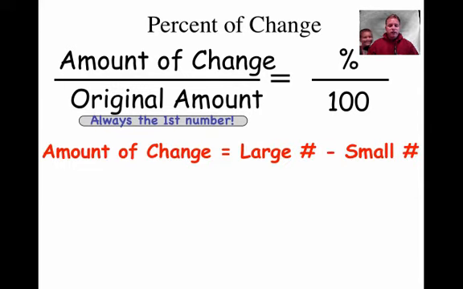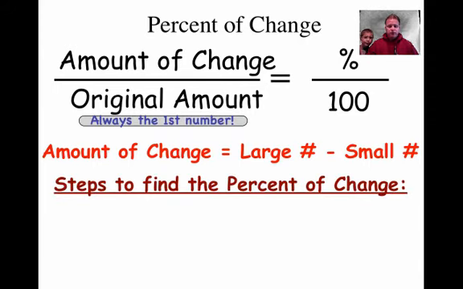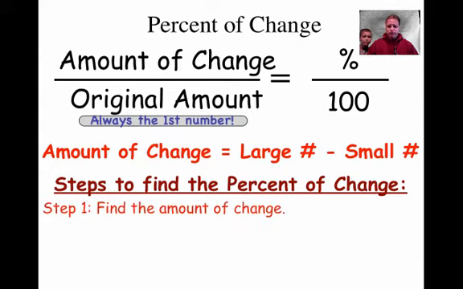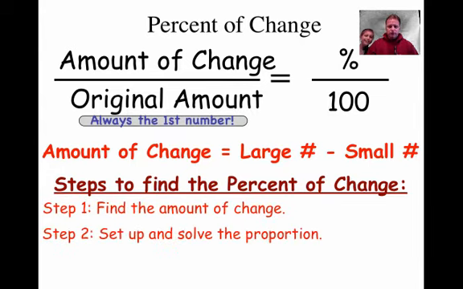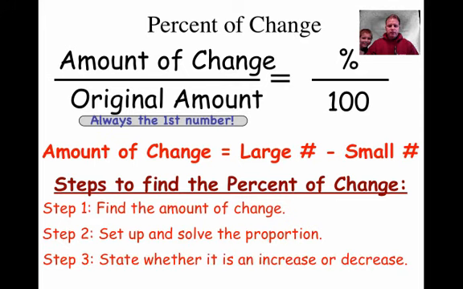So we have amount of change is equal to the large number minus the small number. Steps to find the percent of change? Step 1, find the amount of change. Step 2, set up and solve the proportion. Step 3, state whether it's an increase or decrease. Up or down.